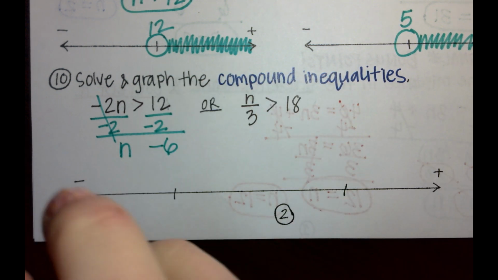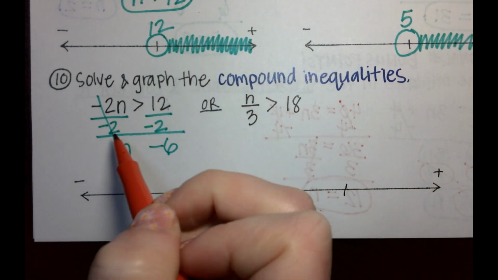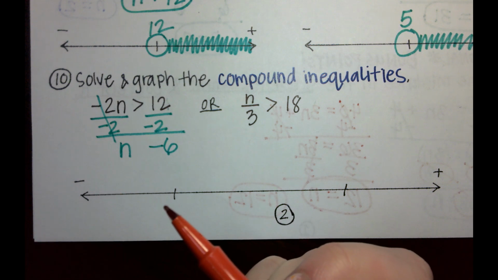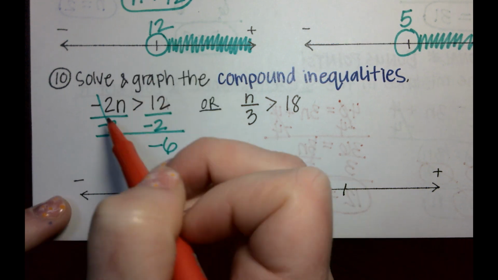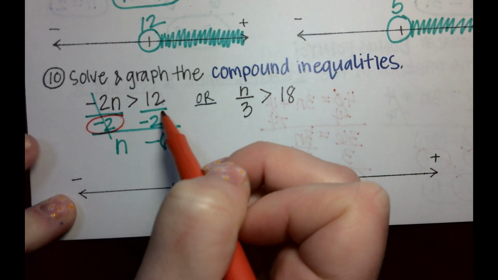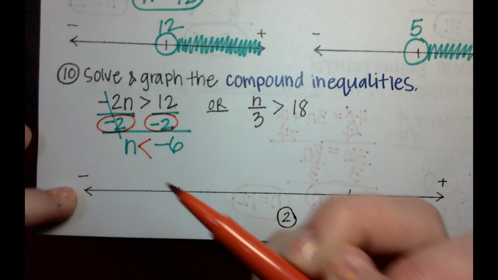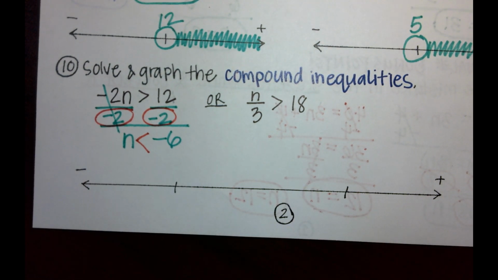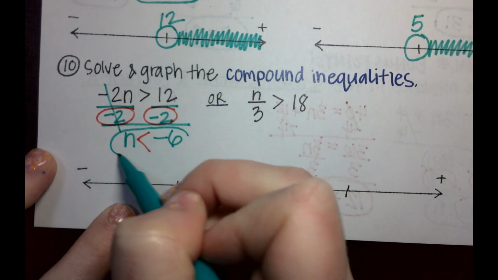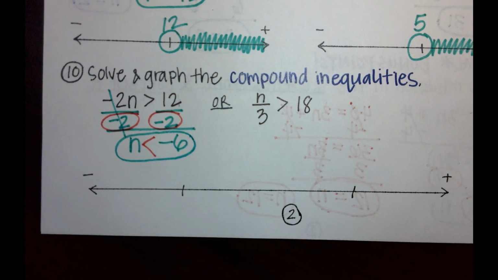It's less than. So what happened? Why'd you say less than? Because we divided by a negative. Yes, we divided by a negative, so that sign's got to flip. Now it's n is less than negative 6. That's okay, that's okay. So we got the first one: n is less than negative 6.